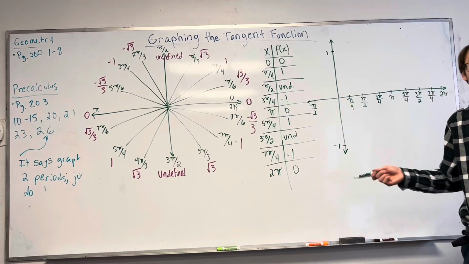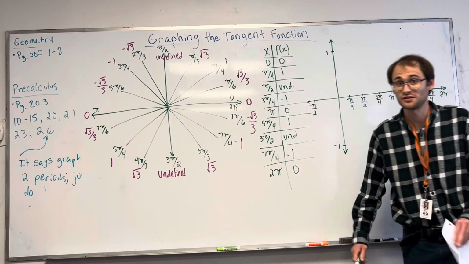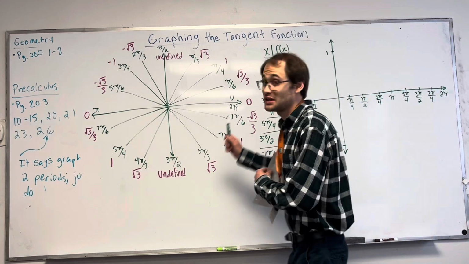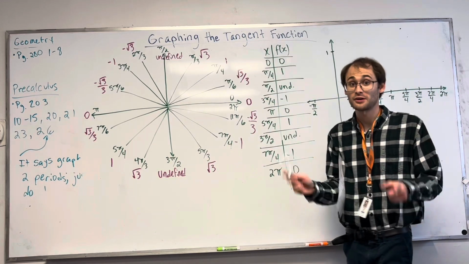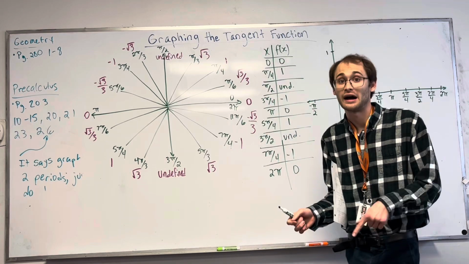You don't really have to copy this down if you don't want to, but I didn't want to just state this with no reason. The tangent function has a different period than sine and cosine. Tangent has a period of pi.